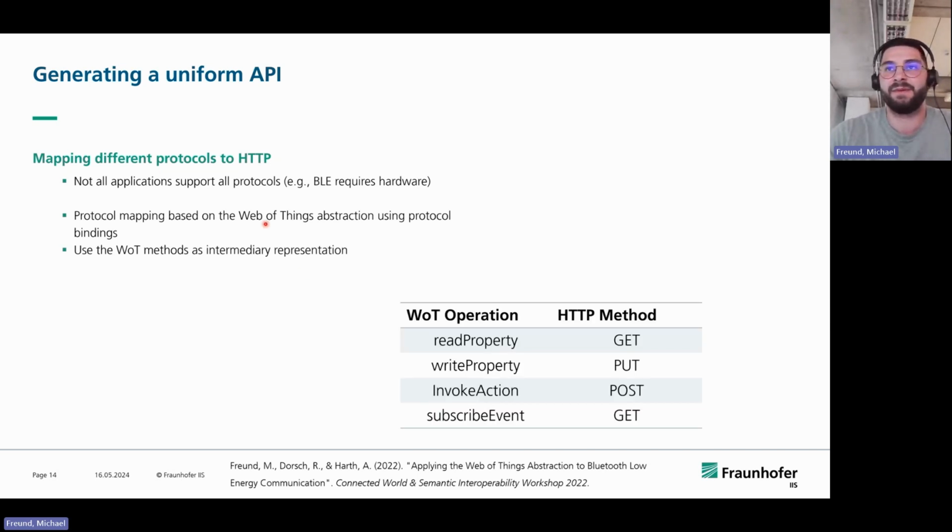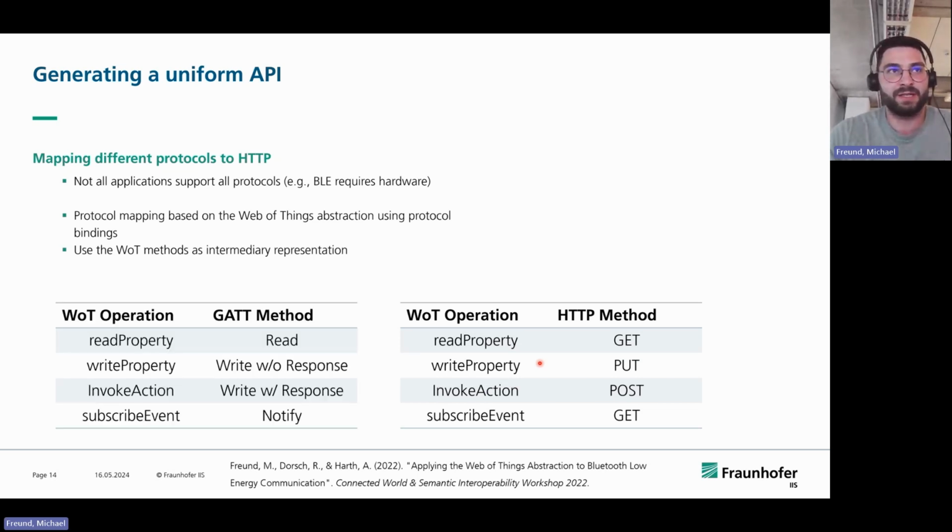So for example, these are the binding templates for HTTP. And we can see that GET is mapped to read property, PUT to write property, POST to invoke action, and GET to subscribe event. And if we have a look at Bluetooth, we can do the same basically. So we can map read property to Bluetooth GATT read, write property to Bluetooth GATT write without response, invoke action to write with response, and subscribe event to notify.